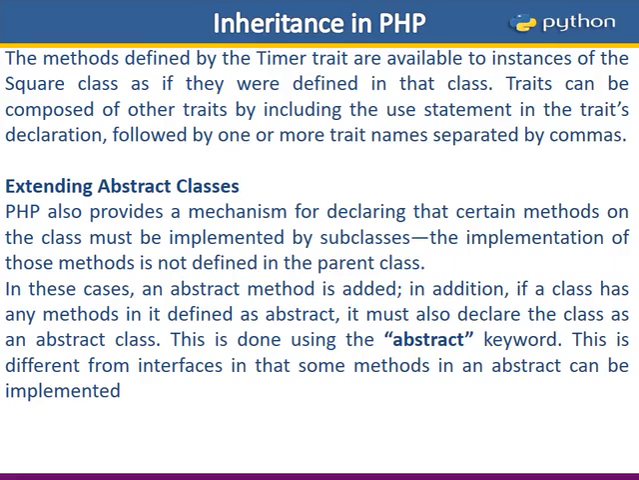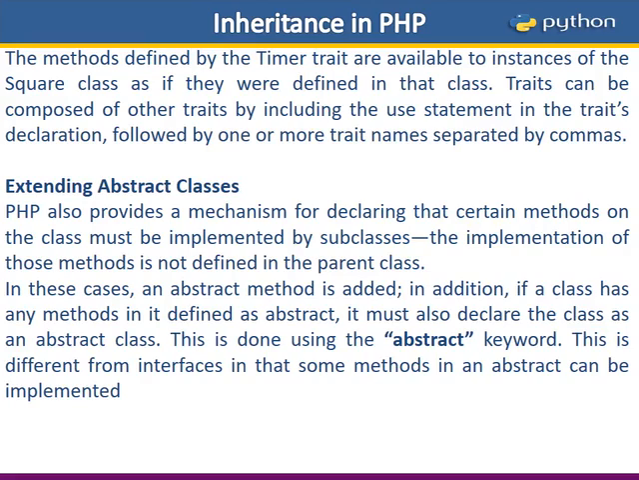Traits can be composed of other traits by including the use statement in the trait declaration, followed by one or more trait names separated by commas. We can see this from the code example we just finished. The fourth means of implementing inheritance is extending abstract classes.